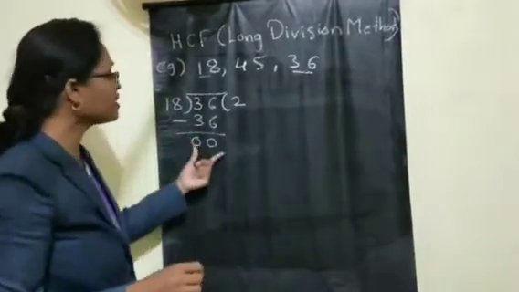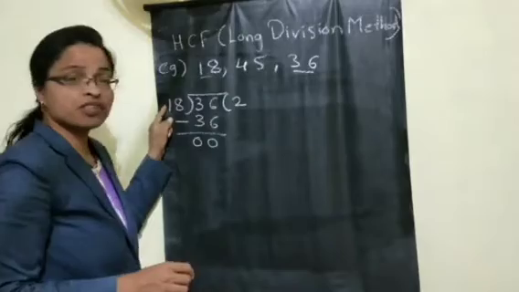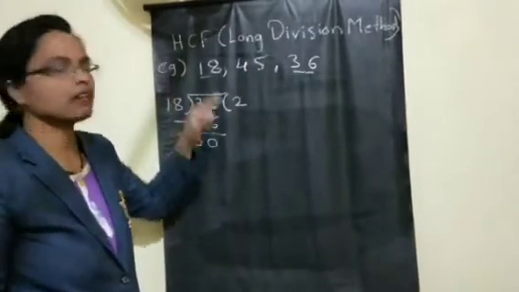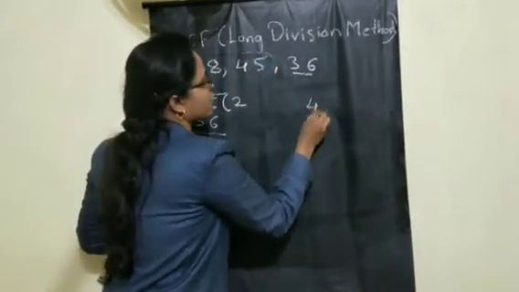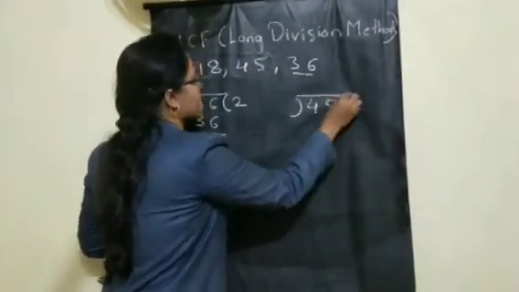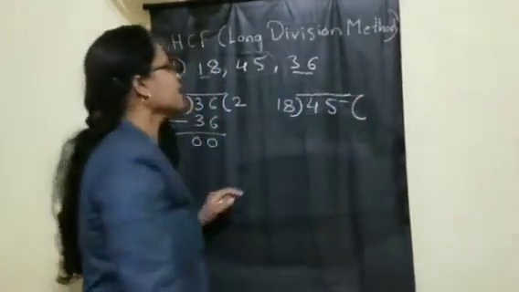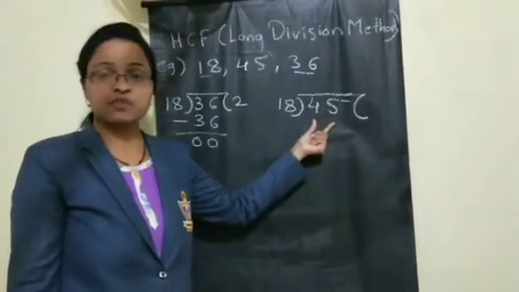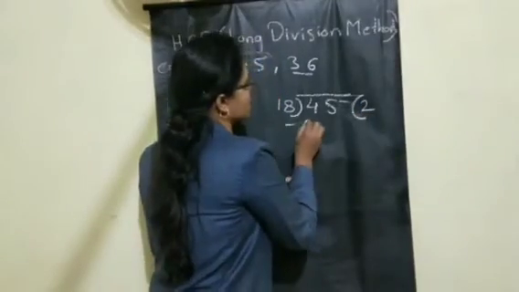In the first step itself we got 0. By which number did we get 0? 18. Now we have to continue with the same number for the remaining number, 45. So divide 45 by 18 now. In the 18 table, what number smaller than 45 is present? 36. So 18 times 2 is 36, children.